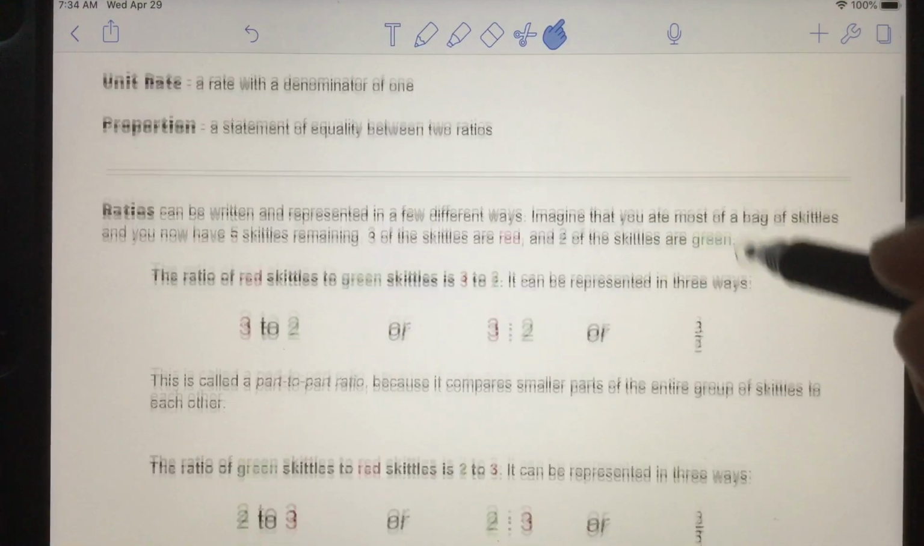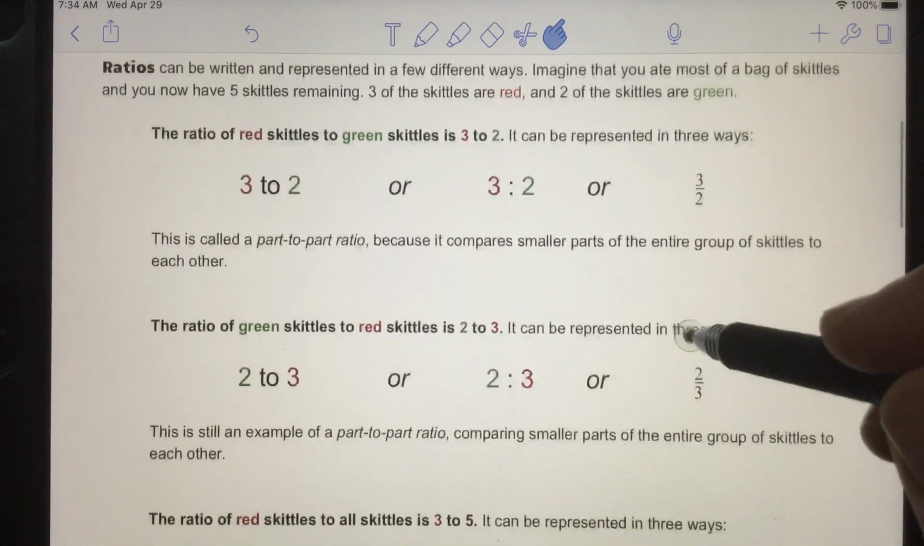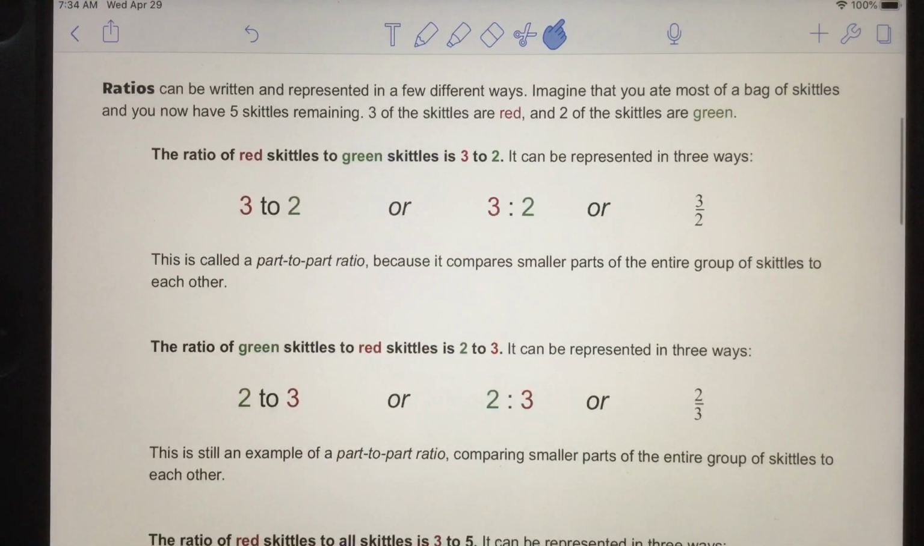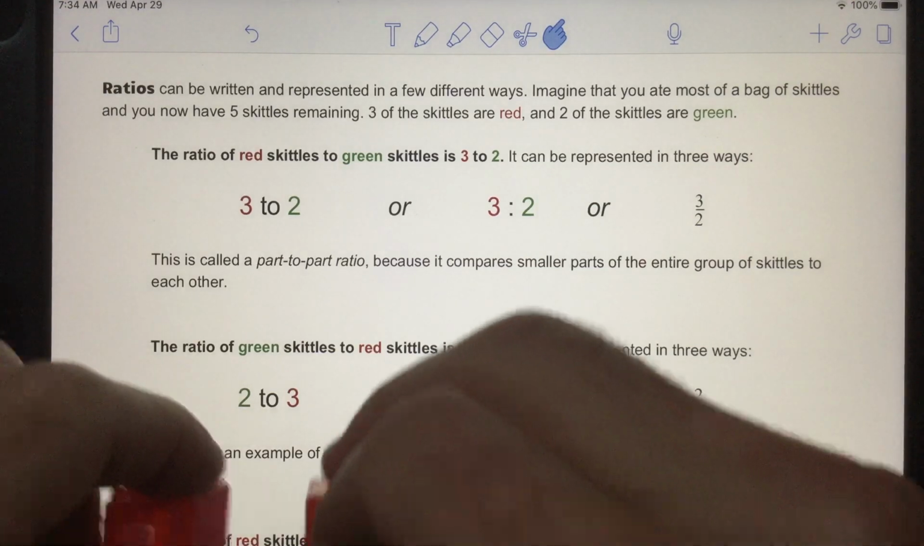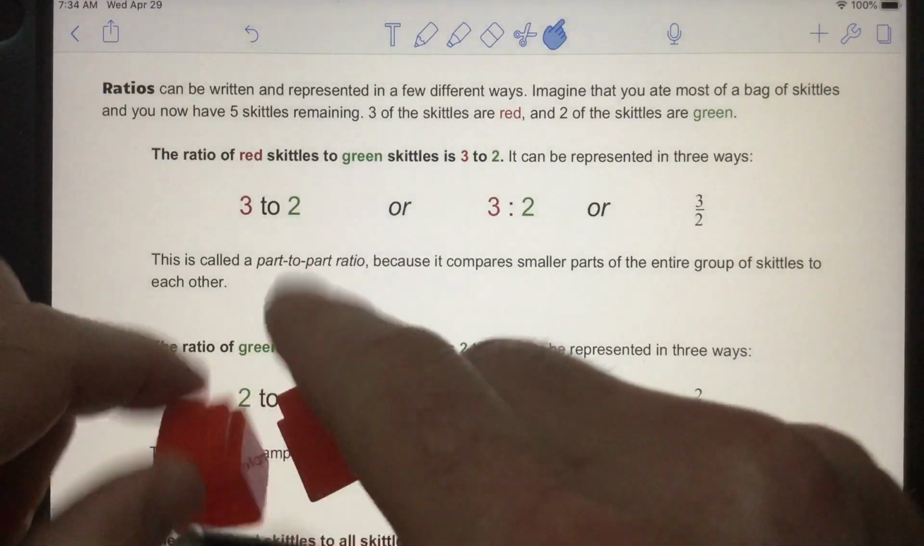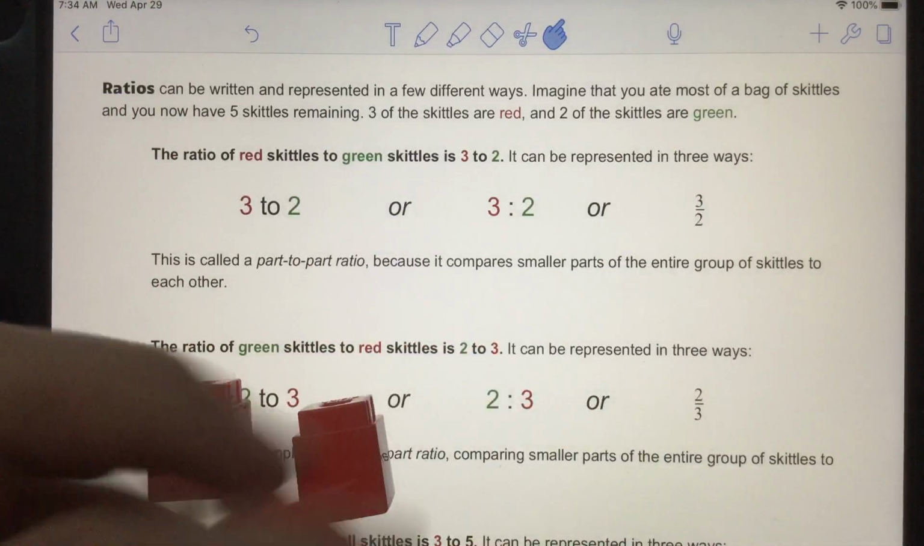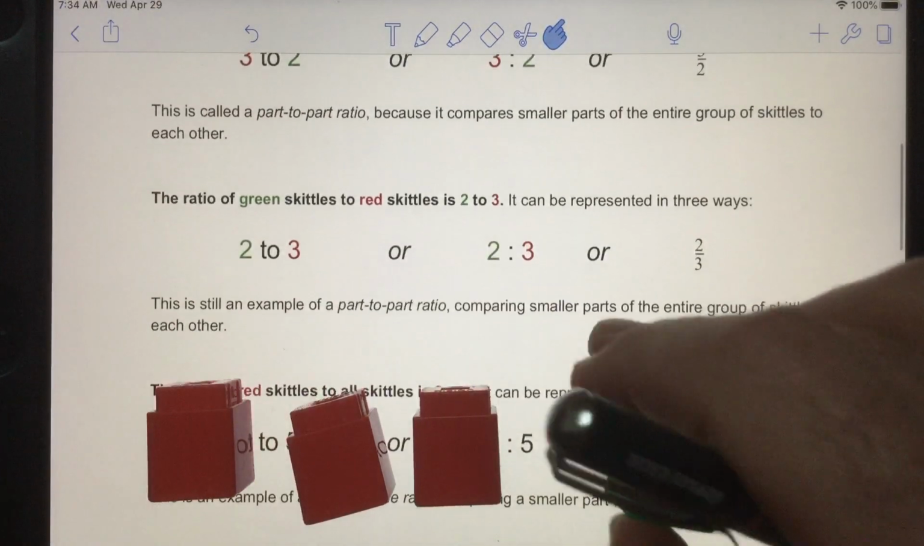So real quick then, today, ratios can be written and represented a few different ways. Imagine that you ate most of your bag of Skittles and that all you have left are 5 Skittles. 3 of them are red and 2 of them are green.